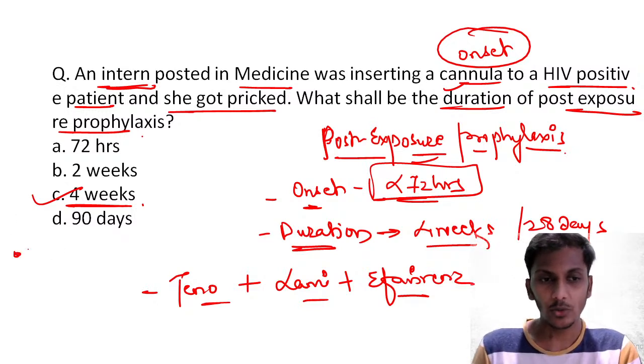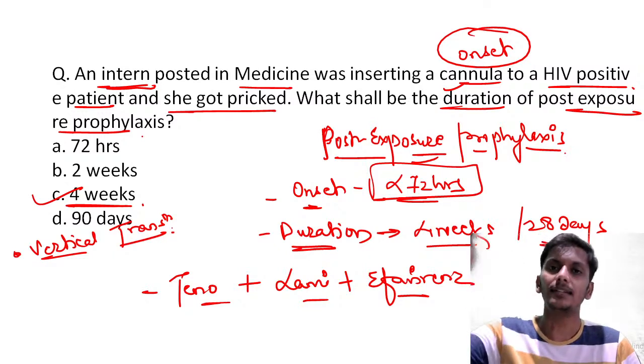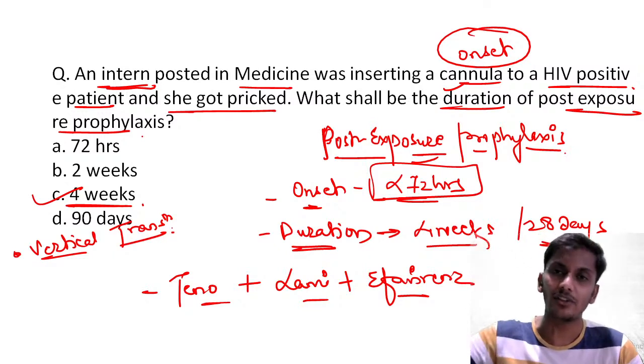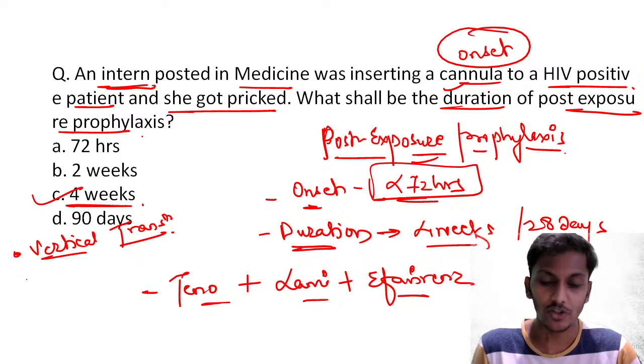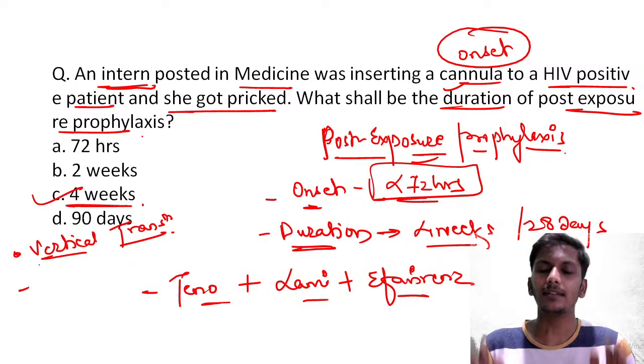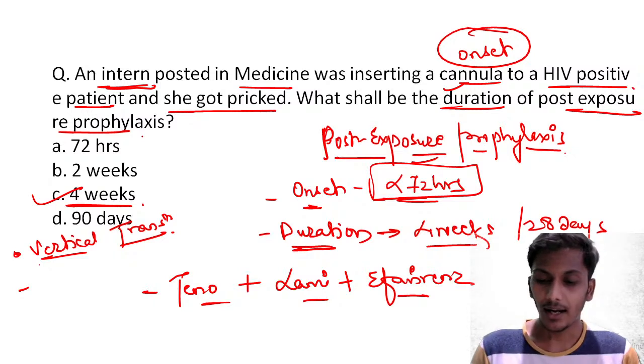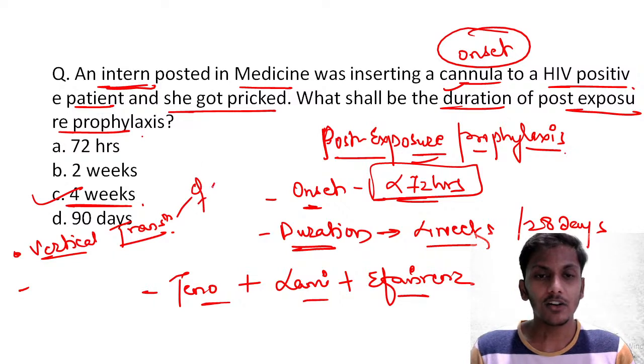Just I'll tell you about vertical transmission because the question has been asked. So vertical transmission is what? Infection transmission from mother to child. When infection transmits from the mother to the child, this is known as vertical transmission. So if a mother is HIV positive and pregnant, to prevent vertical transmission of HIV, what are the drugs given? Please remember, the mother is given a full HAART.